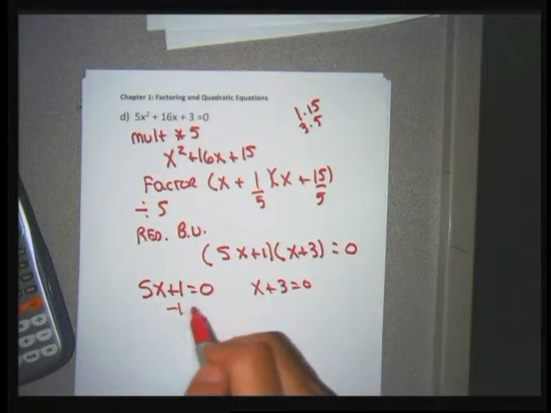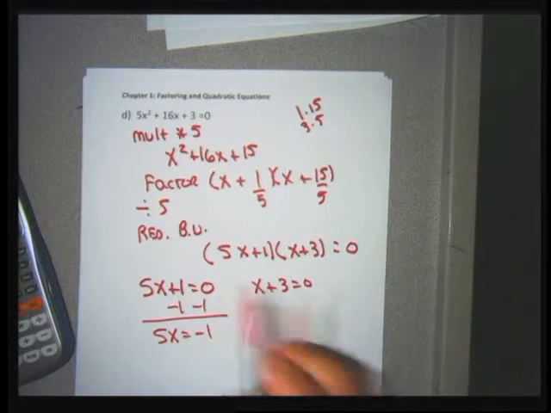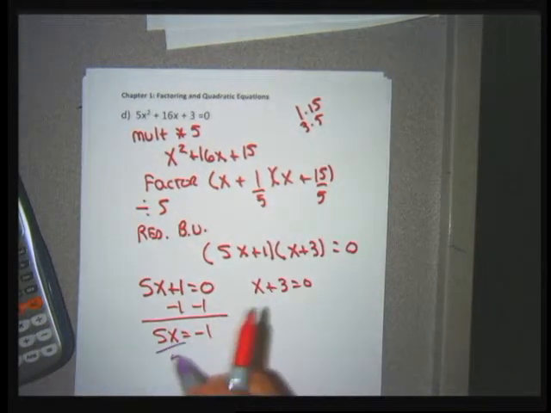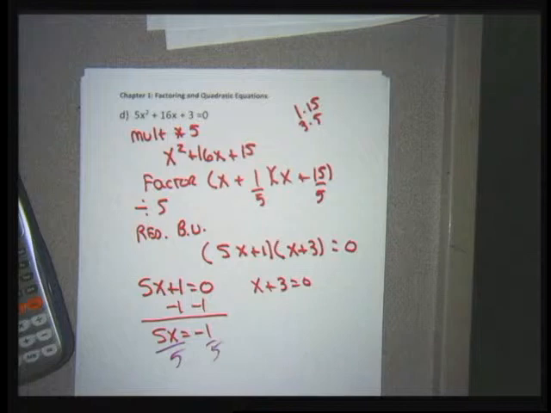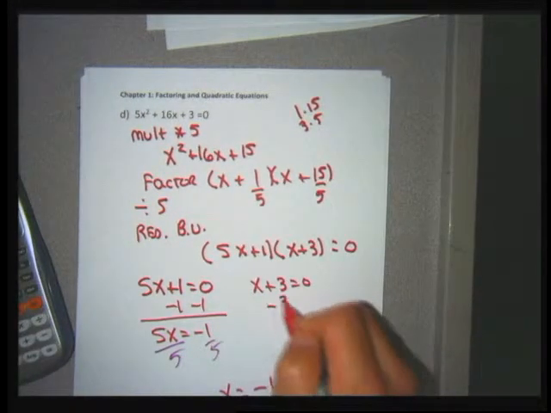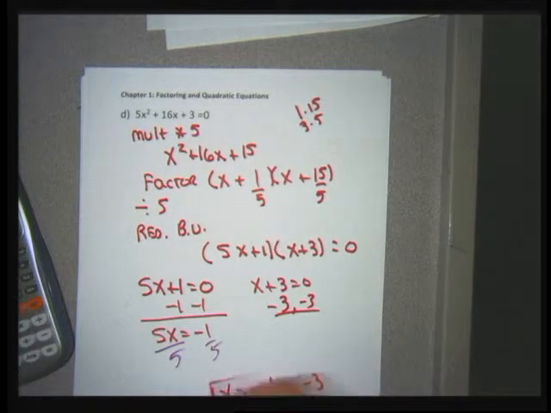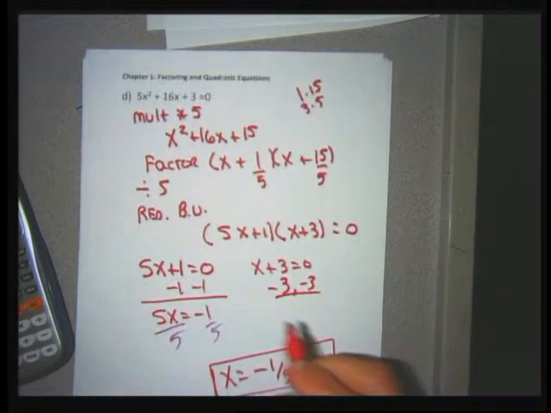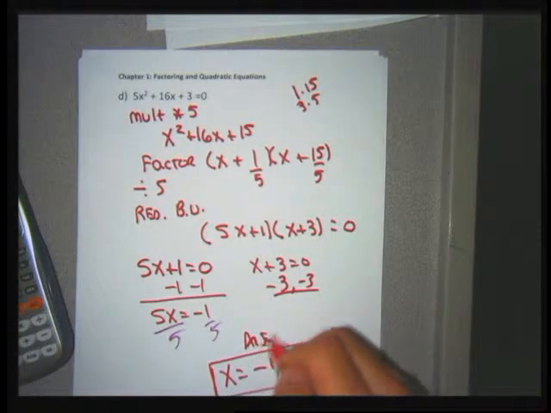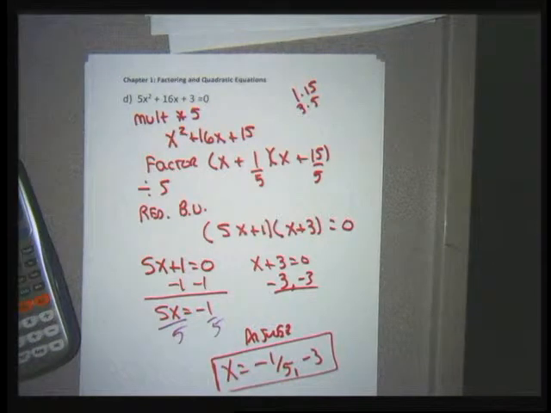For the 5x plus 1, I minus 1 and get 5x equals minus 1. And then I divide by 5, and get x equals minus 1/5. And for the x plus 3, I minus 3, get x equal to minus 3. So the answer to D is x equals minus 1/5, x equals minus 3.